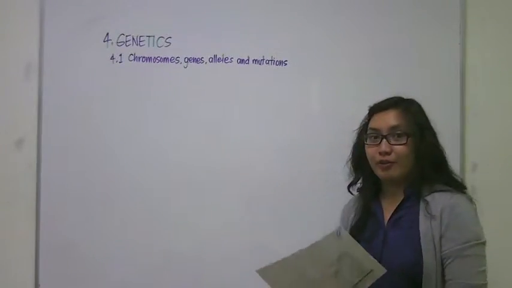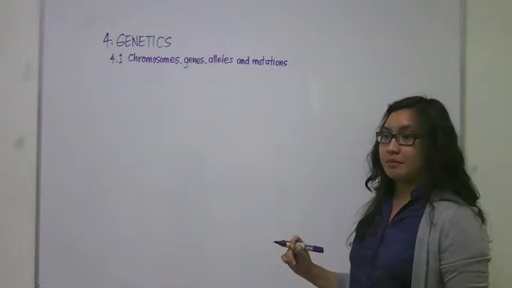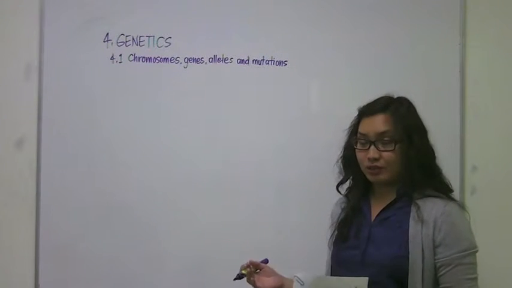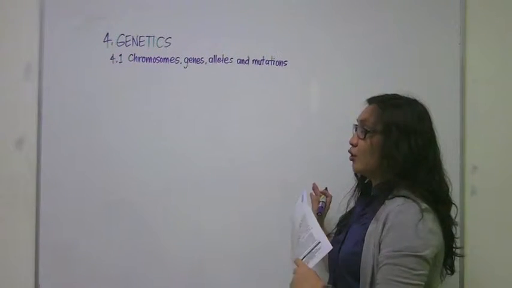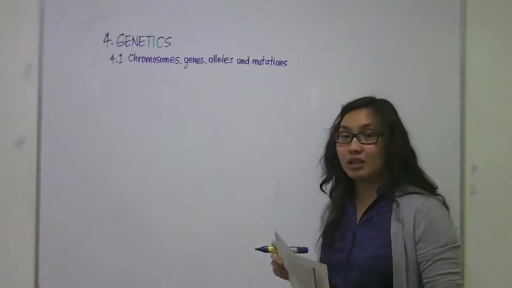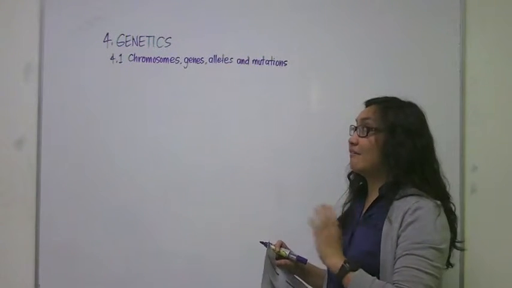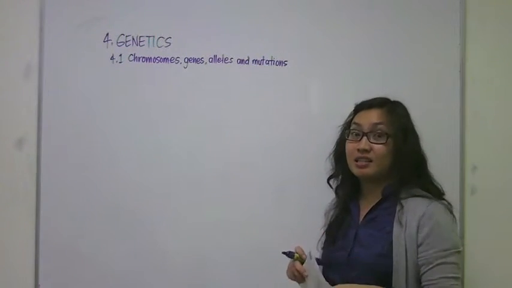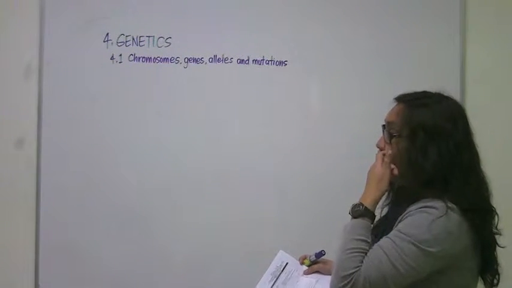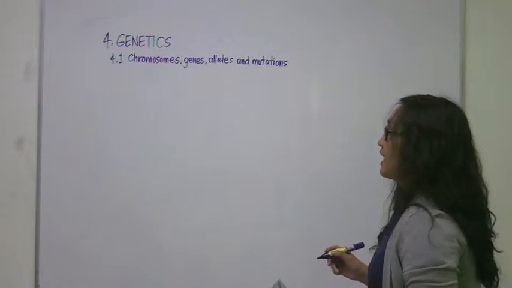The next chapter that we are going to discuss is about genetics. So this includes the core part, which can be learned by both SL and HL students. So basically, this is going to establish a foundation knowledge for both SL and HL students if they haven't done any genetics classes or genetics topic before. So the first subtopic that needs to be discussed under genetics is chromosomes, genes, alleles, and mutations.